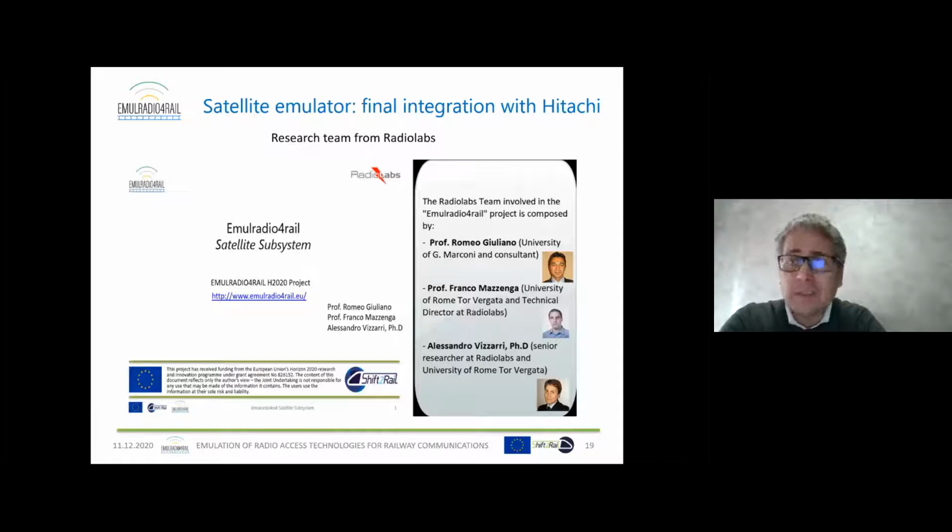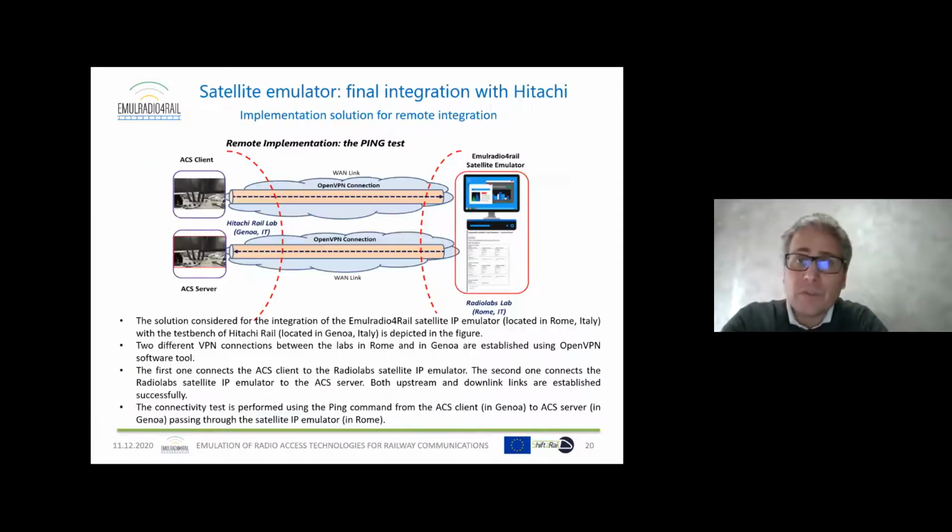After the previous tests with which we tested the performance of our emulation internally in our lab, in accordance with the COVID emergency, we proceeded with the integration with Hitachi in a remote way. I mean that the ICS client, the ICS terminal, and the ICS server are located in Genoa in the Hitachi Rail lab, and the satellite emulator is located in our lab in Rome.